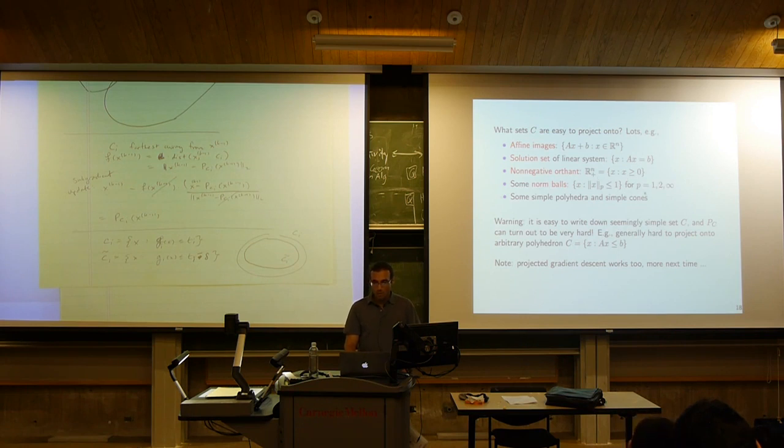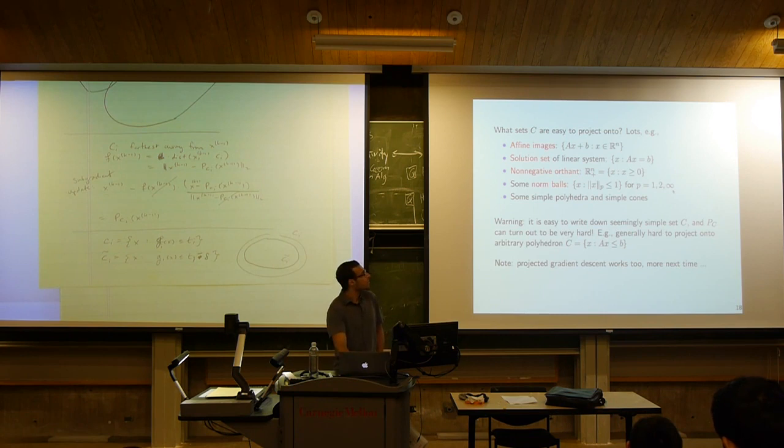Norm balls are often easy to project onto. For example, you already know how to project onto the 2-norm ball, which is just take the vector you're given and normalize it. That's the closest vector in the 2-norm ball to any given vector. And it's also possible to do when the norm here is not just the L2 norm, but say the L1 norm or the infinity norm. Those are easy sets to project onto as well.